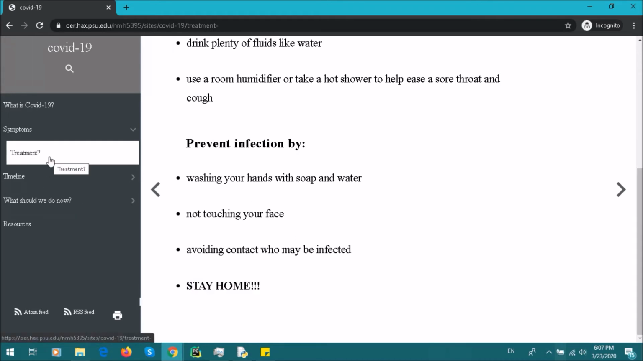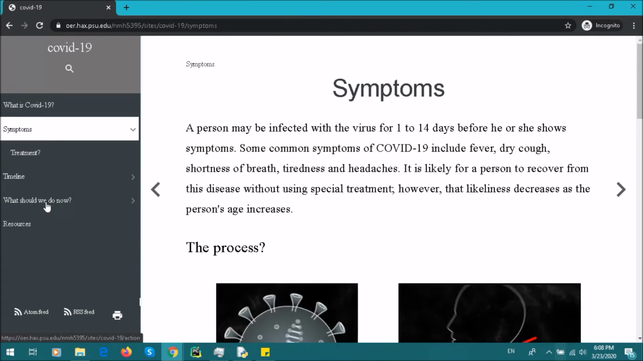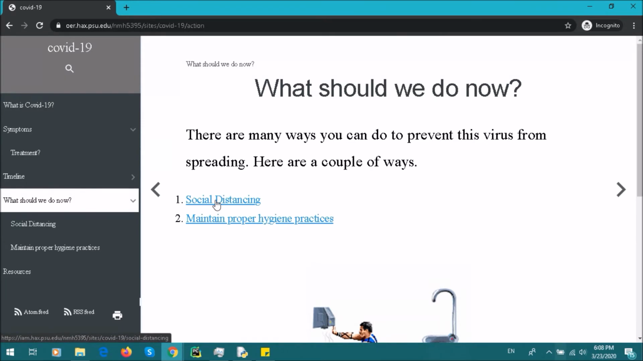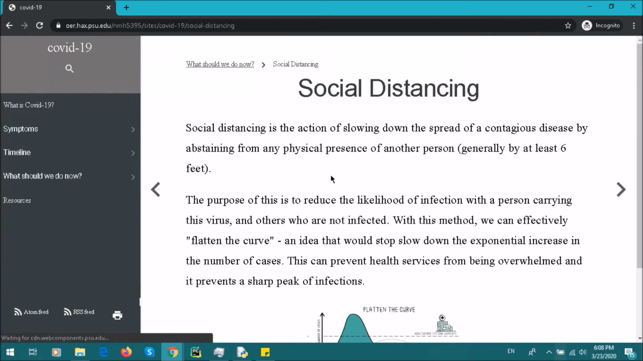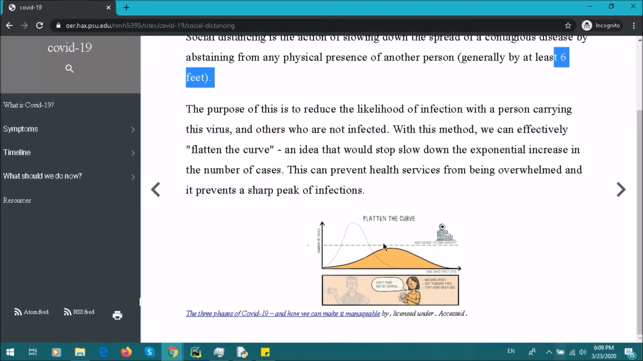But in relation to preventing this virus from spreading, it is important to practice something called social distancing, which is the action of avoiding any physical contact of another person for generally around 6 feet. And the purpose of this is to essentially flatten the curve.